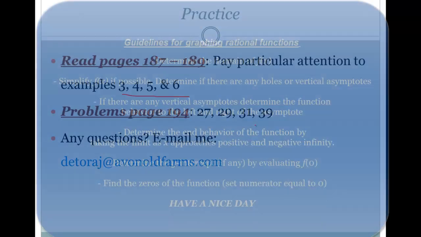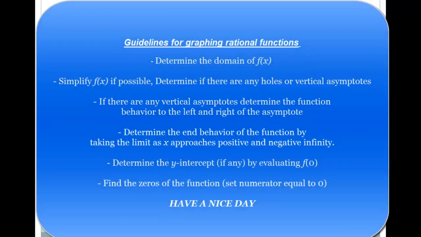We looked at vertical and horizontal asymptotes, looking at what the function behavior is as I come in from each side of a vertical asymptote. What is the function behavior as x approaches positive and negative infinity? And always we want to find out what the domain and the zeros are. Okay, so again, that's just a summary of what we did in this video.